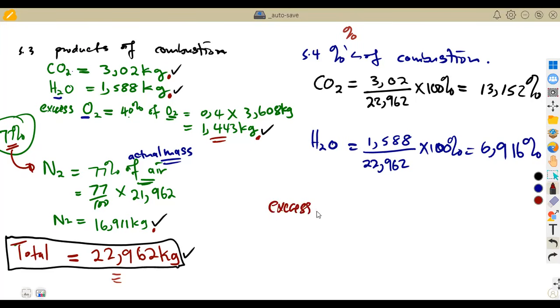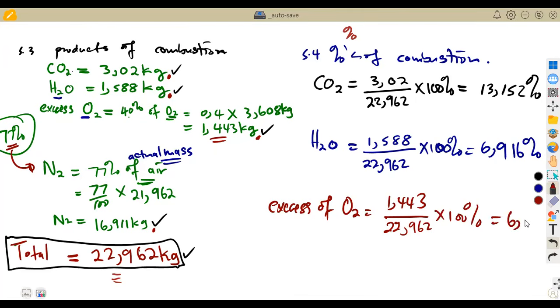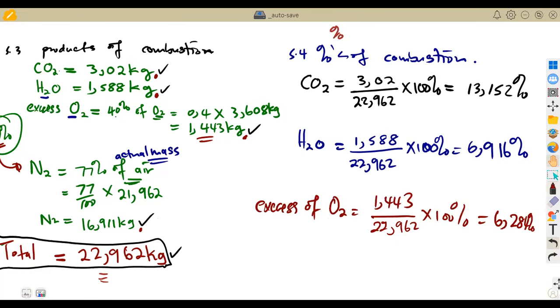We do the same thing for the excess of oxygen in this case. So we're going to have the excess O2. We had a mass of 1.443 kgs out of the total. So that is what you're going to do throughout. You can even just use your calculator directly, without presenting this part. So that is going to be 6.284%.